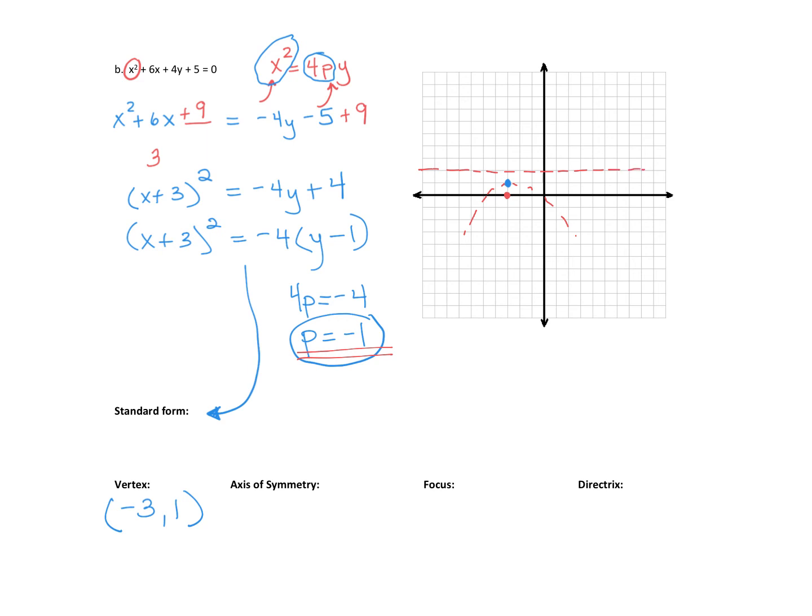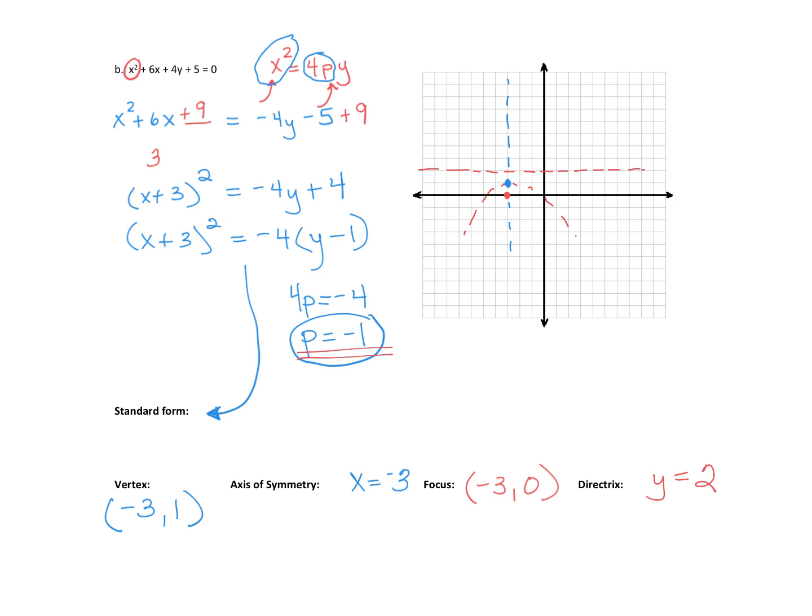And so let's see what our focus is. It's going to be negative 3, 0, and our directrix is crossing the y-axis at 2. And our axis of symmetry goes right through our focus and our vertex at x equals negative 3. Remember, it's always the axis that it crosses.